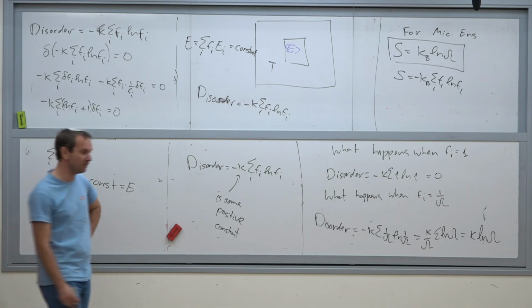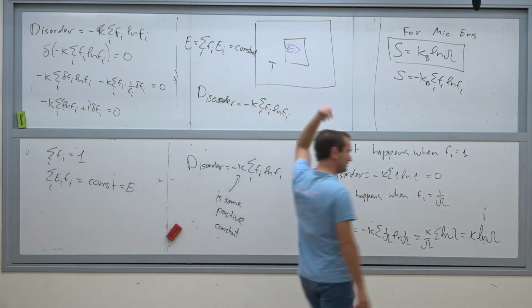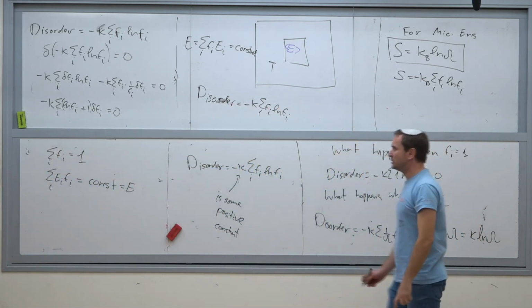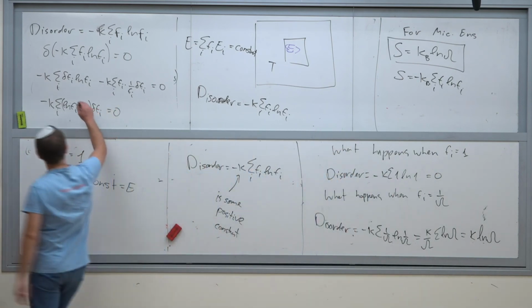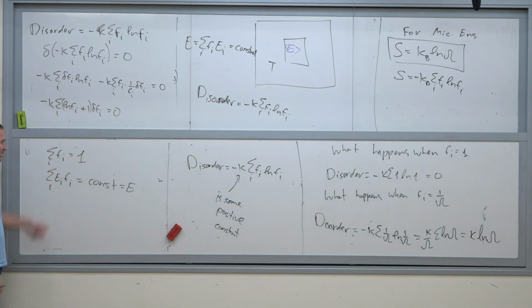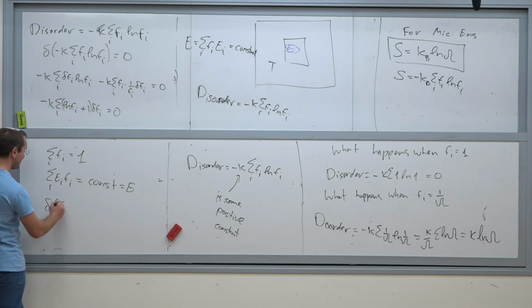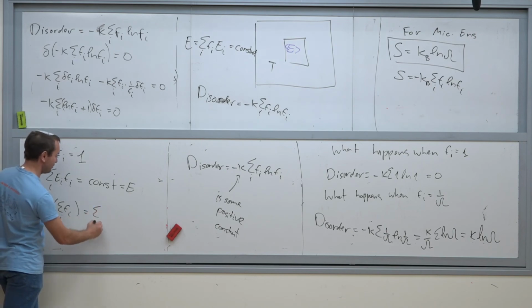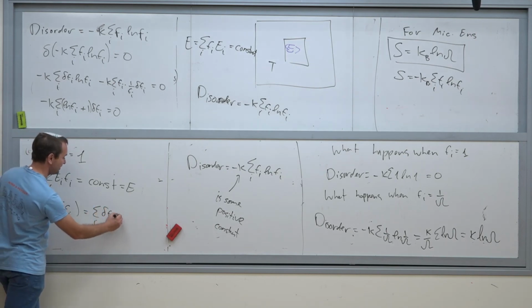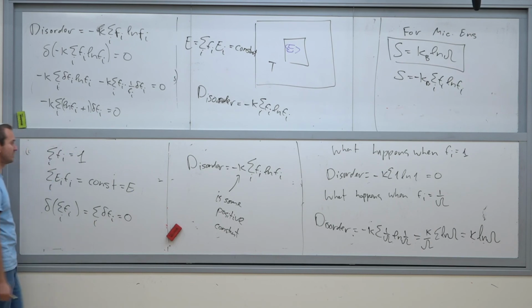The average energy of the system is constant, canonical ensemble. So we need to solve this equation under those constraints. So what is the way to do it? Lagrange multipliers, right? Because if we take delta of sum of Fi, it equals a sum of delta Fi, and it equals 0, right? Because the variation of the constant is 0. The same goes for the other constraint.